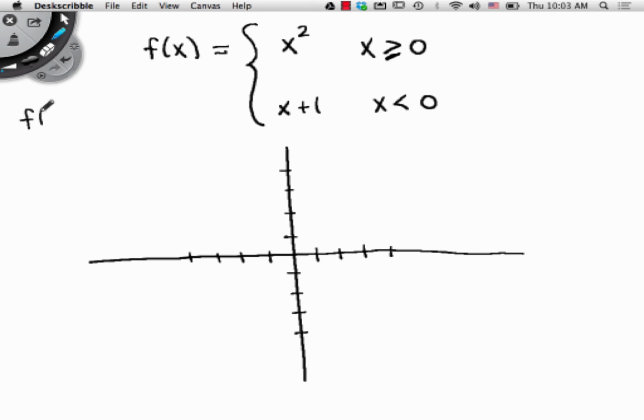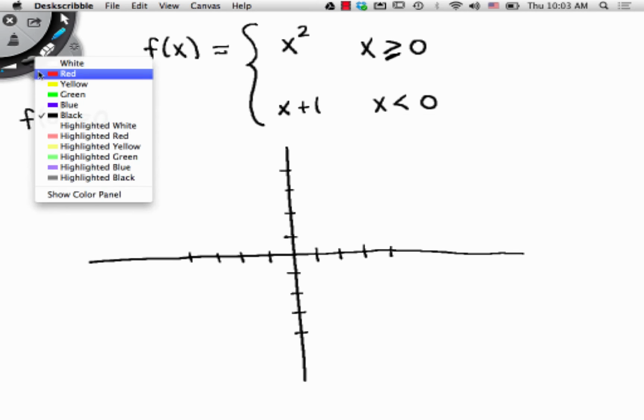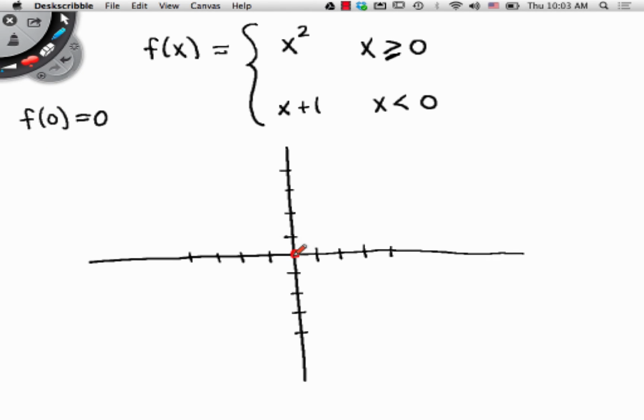So if I want to calculate f of 0, which condition allows me to put in the 0? The first condition. So I take 0 squared, Seth, and 0 squared is 0. So this is the ordered pair 0, 0. Now I want to calculate f of 1. Which condition allows me to plug in 1? The first one, so 1 squared is 1. And what's going to happen here, Abby, is you're going to get a parabola going upwards like this.